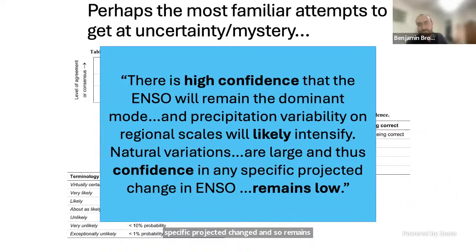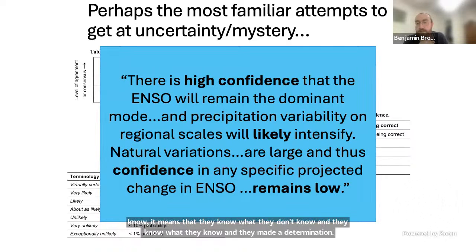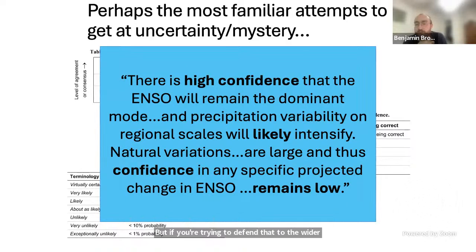Great science-like description, but if you're talking to someone who's not in this field, that's just gobbledygook. It sounds very wishy-washy, and it's very much not wishy-washy. This is very specific and purposeful, but it makes communicating it hard. It's a good thing when a lot of scientists get together and say they have low confidence in something. It means they know what they don't know and what they know, and they've made a determination. But if you're trying to defend that to the wider public, it just seems like they don't know, and so that's an issue.